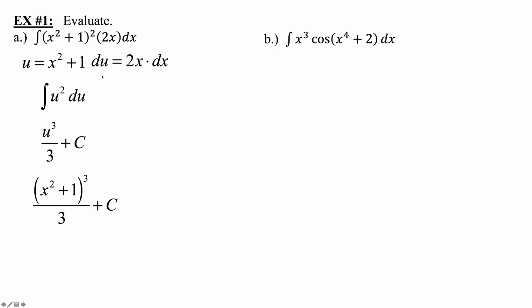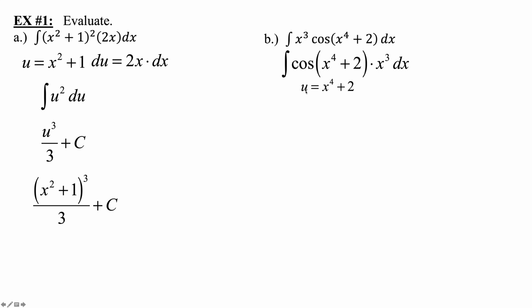Oh, let's see. Oh, here we go. We have to integrate x to the third times cosine of x to the fourth. Oh, look, notice it's one power bigger than what's on the outside, plus 2 dx. So this is the inner function. That's going to be my u.